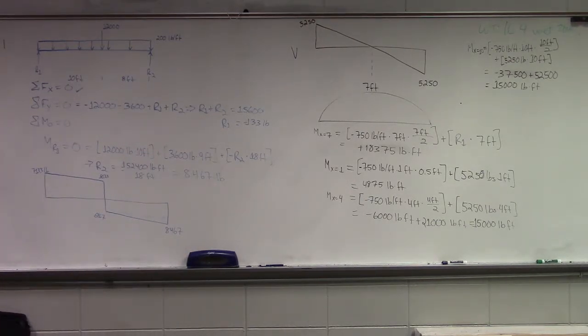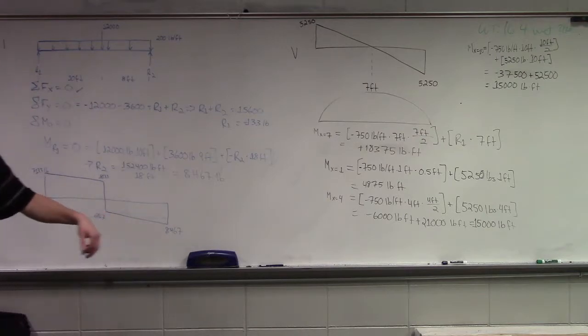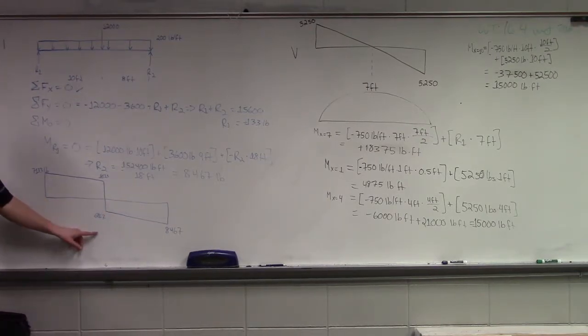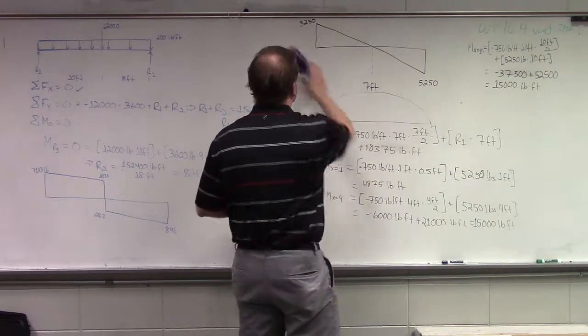So where is our maximum shear occurring? At R2. Where does our shear equal 0? At 10 feet. When x equals 10 feet, right? When we're moving left to right. Okay, so now we're ready to draw the bending diagram.